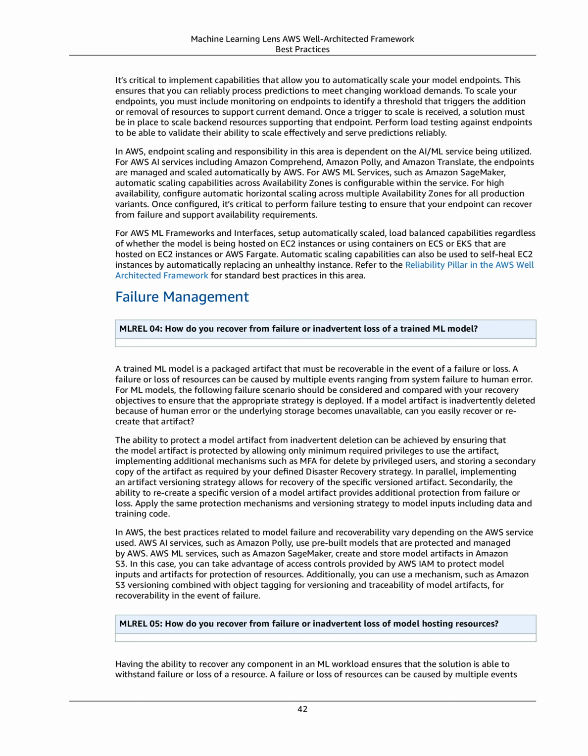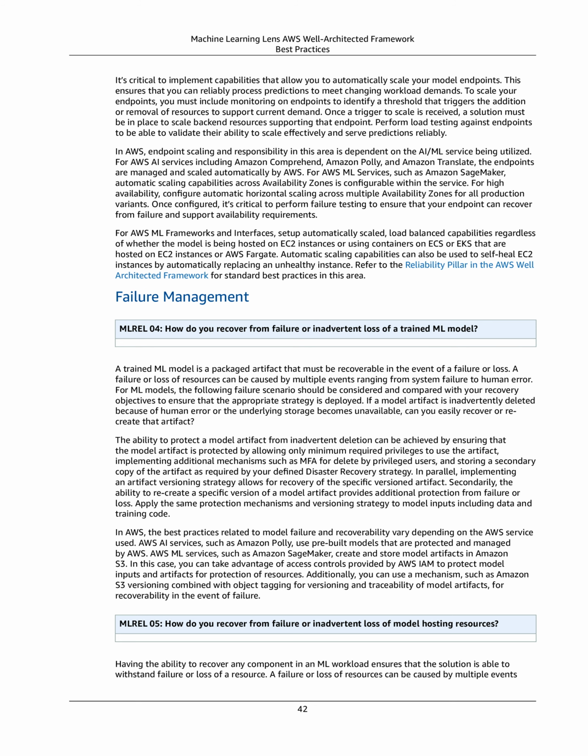For AWS ML frameworks and interfaces, set up automatically scaled, load balanced capabilities regardless of whether the model is being hosted on EC2 instances or using containers on ECS or EKS that are hosted on EC2 instances or AWS Fargate. Automatic scaling capabilities can also be used to self-heal EC2 instances by automatically replacing an unhealthy instance. Refer to the reliability pillar in the AWS Well-Architected Framework for standard best practices in this area.